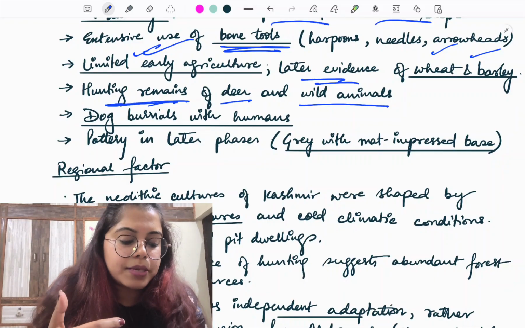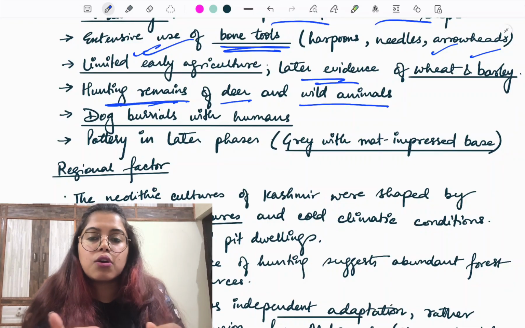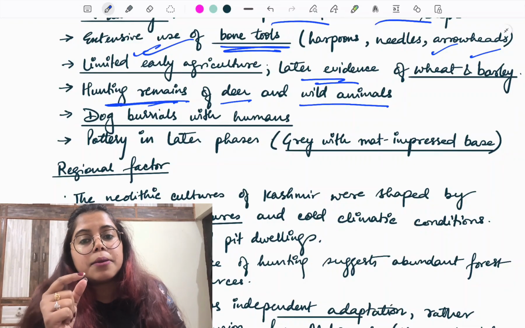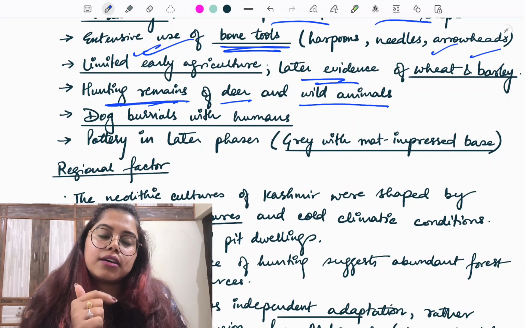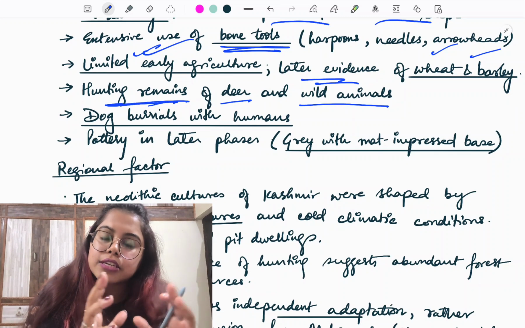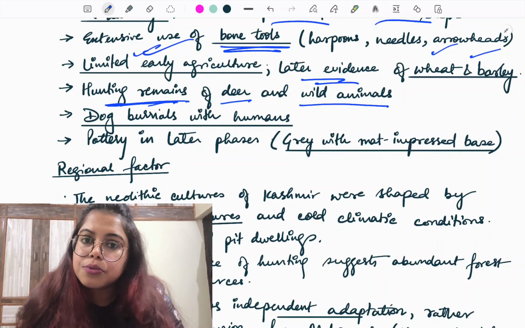In Mehergarh, I forgot to mention, it was goats. For example, I told you about the organized burials in Mehergarh. The main dominant animal that was found in the burials was goat. But in this Burzahom, Gufkral, in this Kashmir region, the main animal that was buried along with humans was dogs.